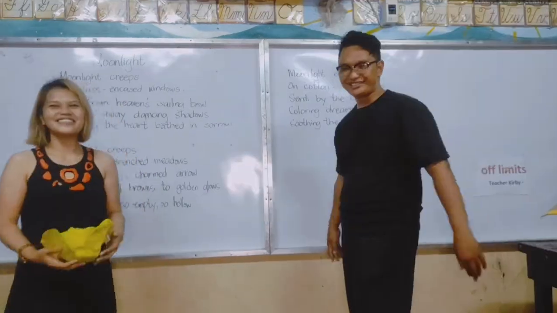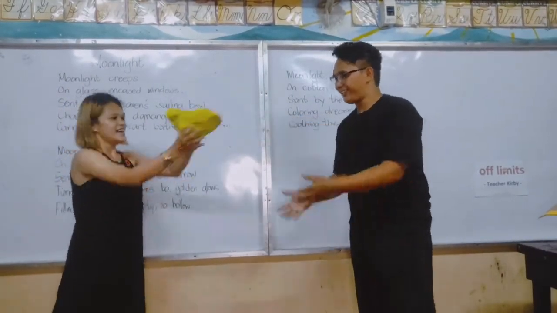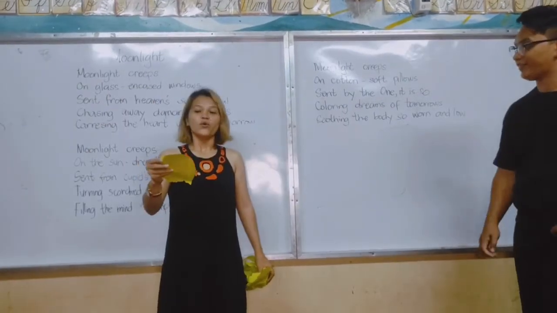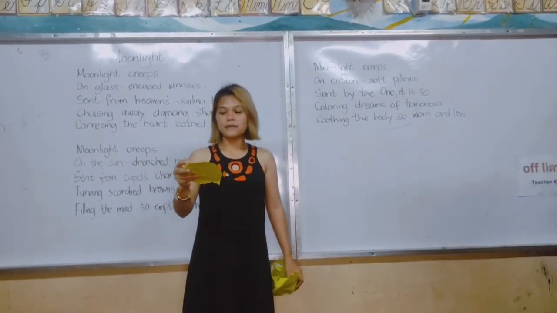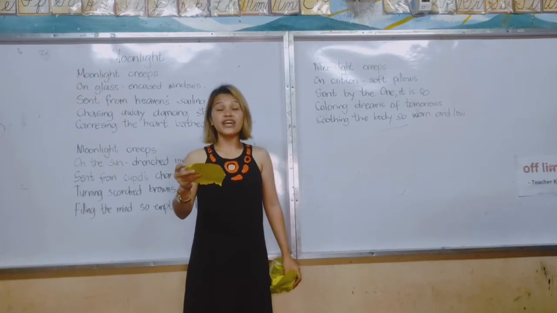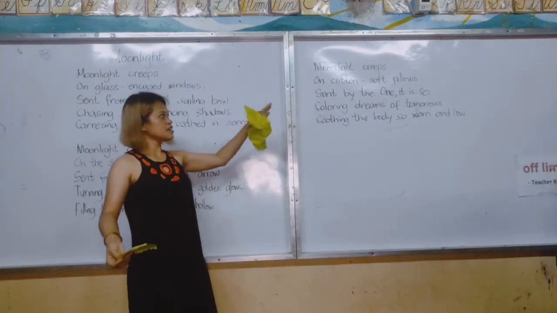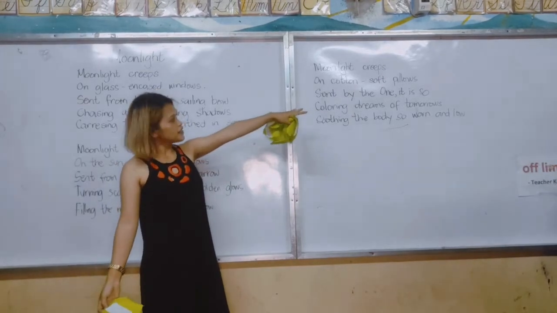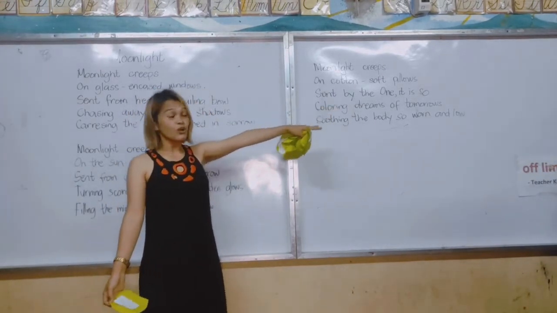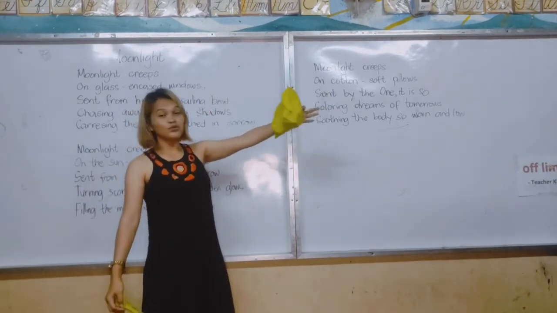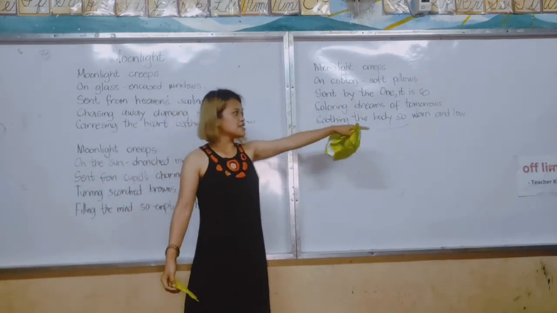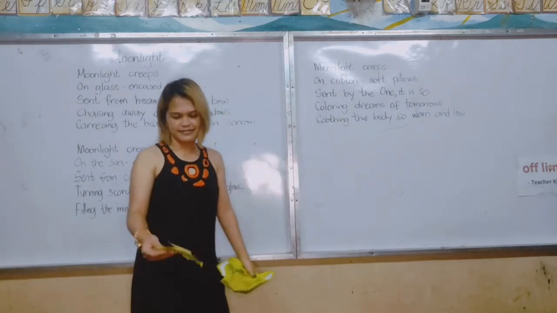Okay. Go. Twinkle, twinkle, little star, how I... Stop. Which stanza tells something about looking forward to a new day? It's the last stanza. Moonlight creeps on cotton soft pillows sent by the one it is so, coloring dreams of tomorrows, soothing the body so worn and low. Okay, very good.